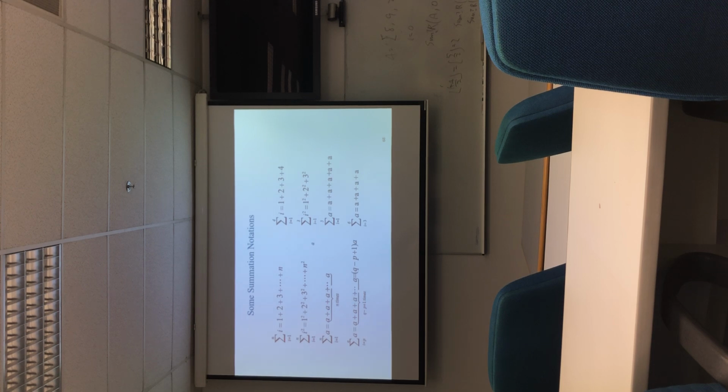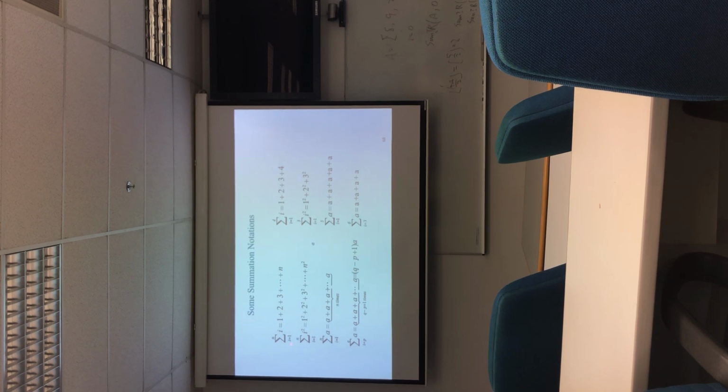So for the first term, the index is 1. The second term, the index is 2, etc. And here we have n terms. The index starts from 1 to n. This is the limit of the last index, the value of the last index. So this shows that for this summation, the index starts from 1 to n, and the term of the summation is i.